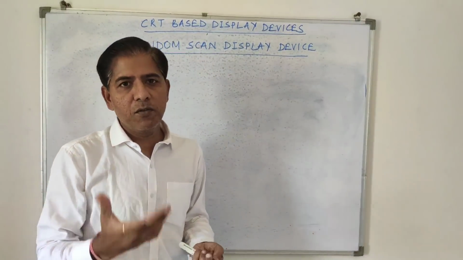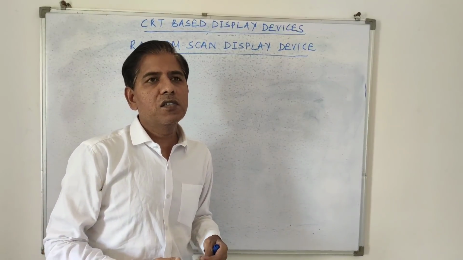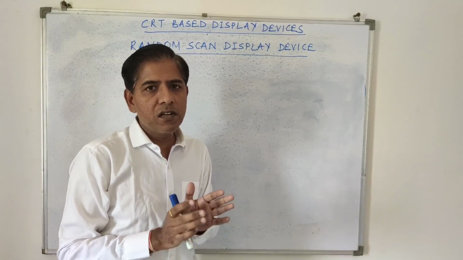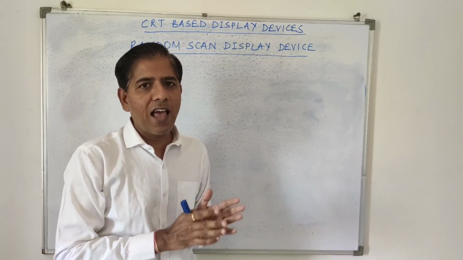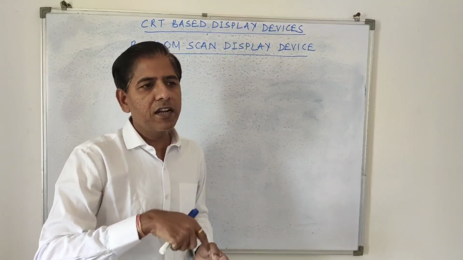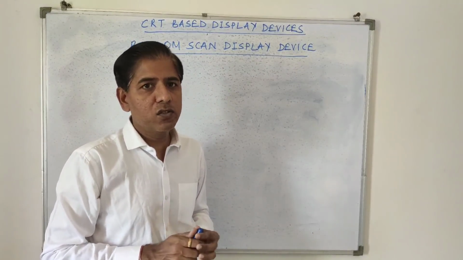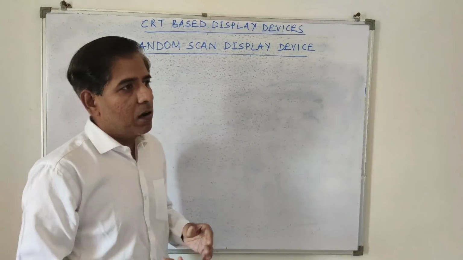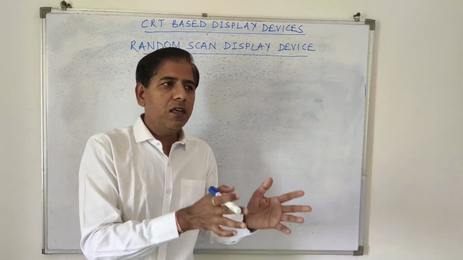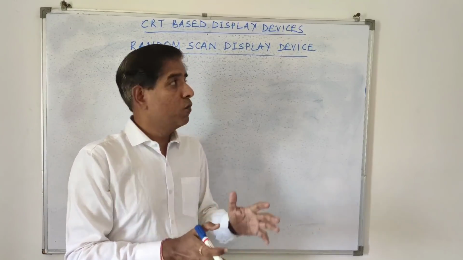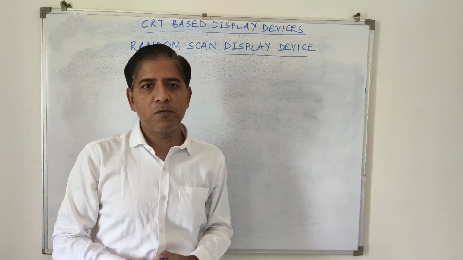Random scan display device. This is a second CRT based monitor display device, and as we discussed, it is a line based system. That means any entity on a monitor is made up of small lines. Now the difficulty in DVST is tried to be removed in this random scan display device.